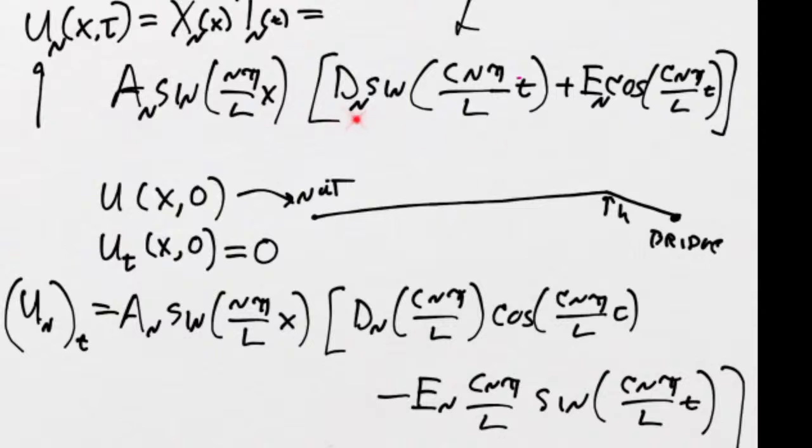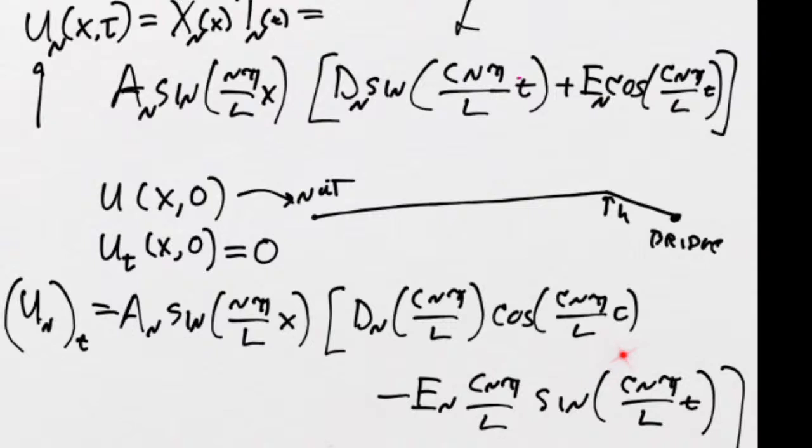So this guy, sine, the derivative of sine is cosine, and then the chain rule pulls out a factor of c n pi over L. So it's d_n c n pi over L times cosine of c n pi over L t. And then this one, the derivative of cosine is minus sine. So there's the minus sign. It's right like that.